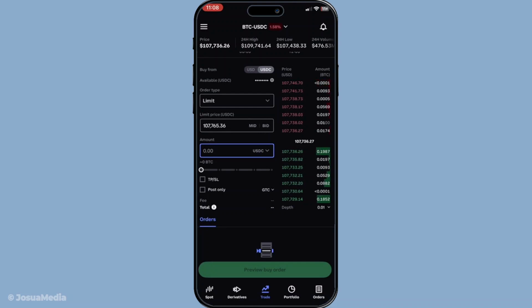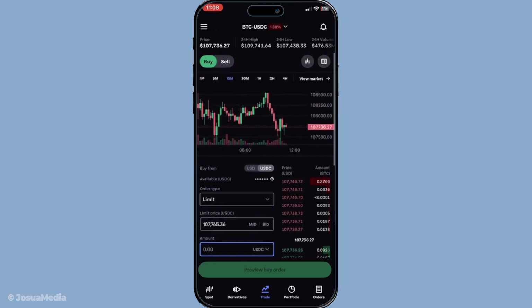Remember, with a limit order, the transaction will complete only when the market price matches your specified price. This can mean waiting for the right market conditions, but it's also what makes limit orders so powerful. They offer you the flexibility and control to trade on your terms.